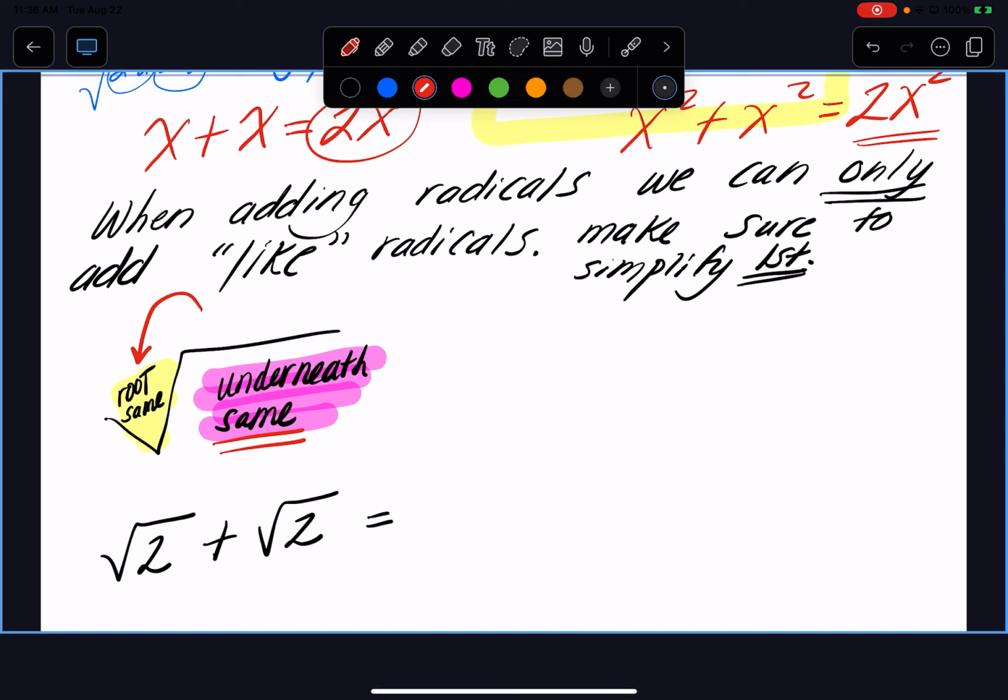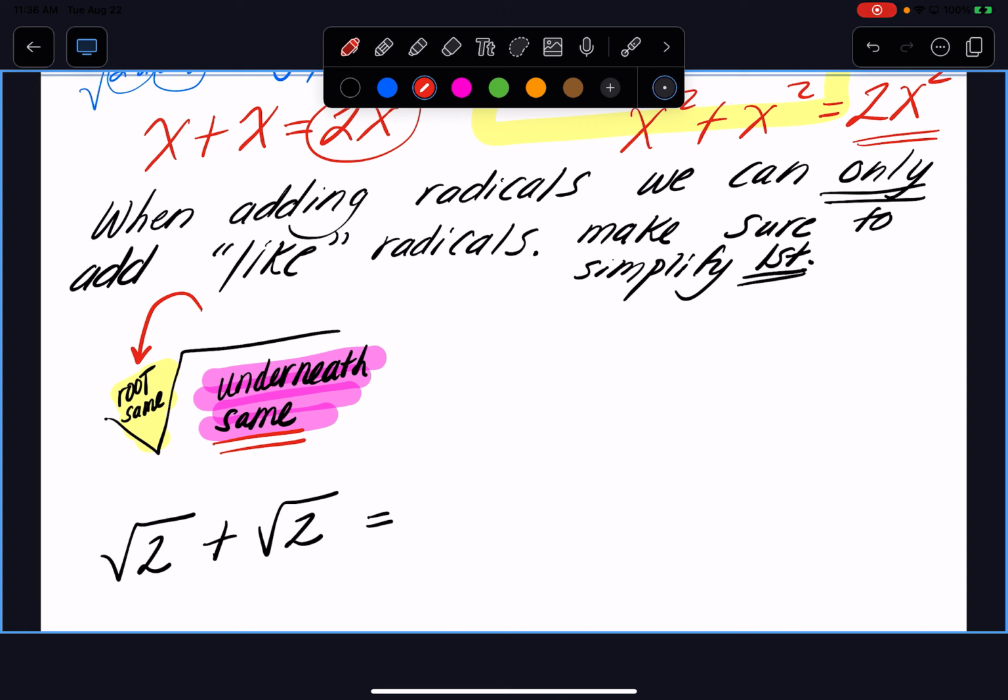Once again, when adding radicals, you can only add like radicals. To figure out if it's a like radical, the root has to be the same and underneath has to be the same. And then that's the apple. The apple doesn't change when adding radicals or subtracting radicals. Once again, the apple doesn't change.